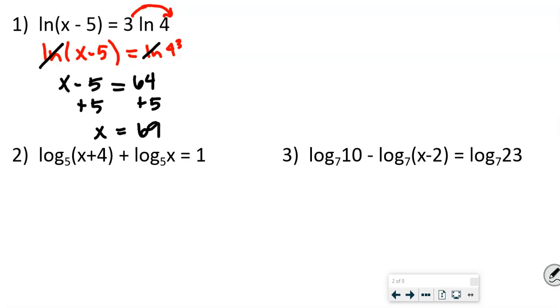And if you want to check this, you can actually do the ln of 64, and that's equal to the ln of 64, right? So that's what you can do up here, okay?